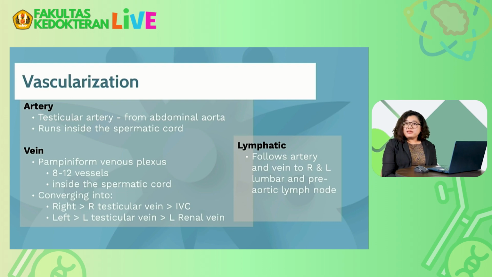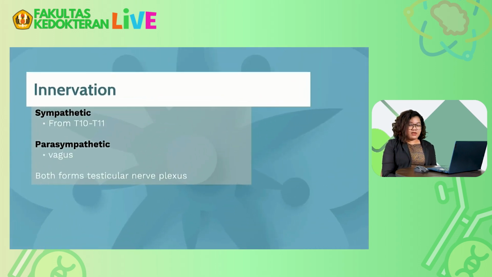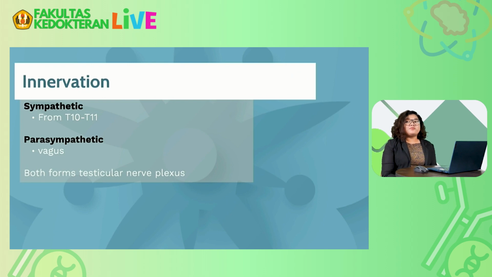What about the lymphatics? The lymph drained from the testis follows the artery and vein course to the right and left lumbar lymph nodes, and also the pre-aortic lymph nodes. The testis is supplied by the autonomic nervous system. The sympathetic component branches from the level of thoracic 10 to 11, while the parasympathetic branches from the vagus nerve. Both nerves form the testicular nervous plexus.